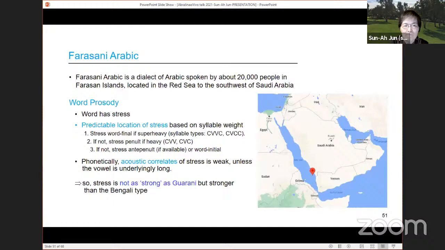Next language is Farasani Arabic. This language is a dialect of Arabic spoken by about 20,000 people in the Red Sea. The island is here, southwest of Saudi Arabia. And this language has lexical stress, but the stress location is predictable based on syllable weight. So the rule says, this is very common in other Arabic dialects, stress word final if super heavy, and super heavy means the vowel is long, or the vowel is short but the consonant is a long, heavy cluster consonant.